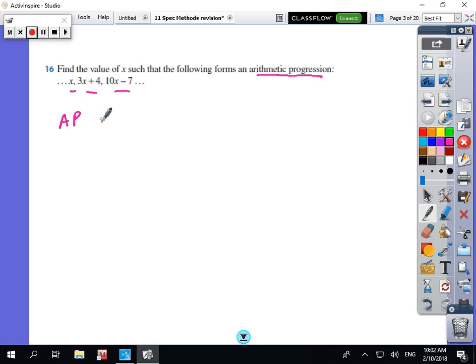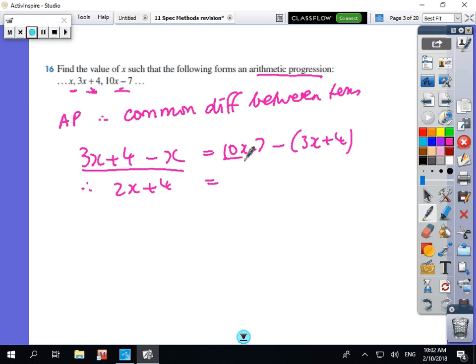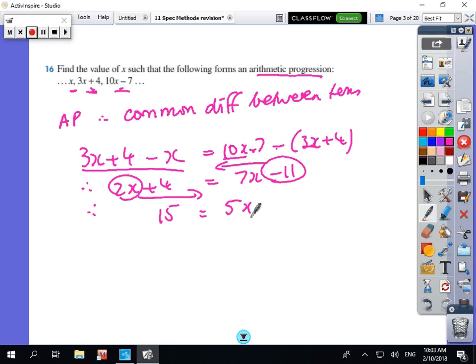Okay, so we're back. So there's a common difference between the terms. So that means that the difference of those two terms, 3x plus 4 minus x, must be the same as the difference of those two, minus 7 minus the 3x plus 4. Okay, so on the left-hand side we've got 2x plus 4. 10x minus 3x is 7x. Minus 7 minus 4 is minus 11. Take the x's that way, take the numbers that way. So we've got 15 equals 5x, so x equals 3, so we found the x.